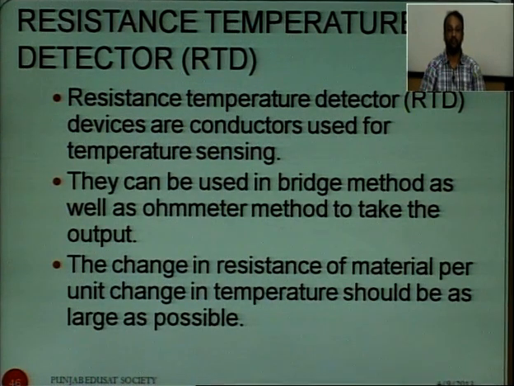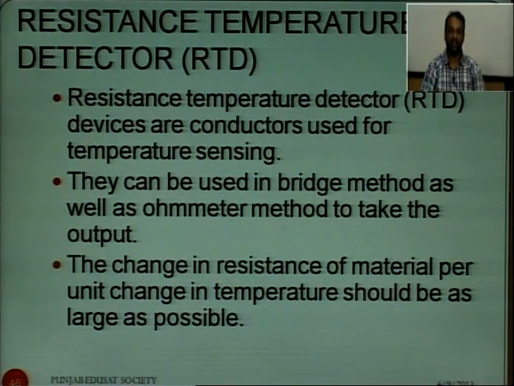Then another example is RTD. RTD means a resistance temperature detector. Resistance temperature detector devices are conductors used for temperature sensing. They can be used in bridge method as well as ohmmeter method to take the output.